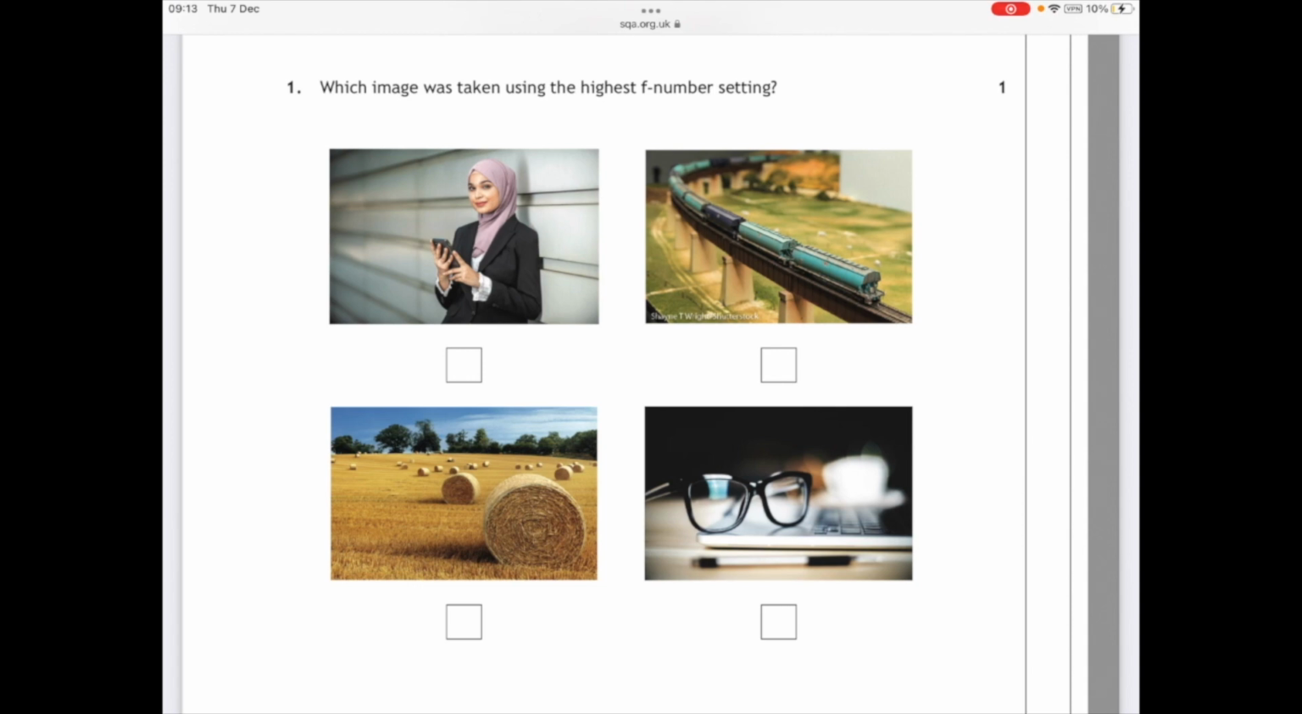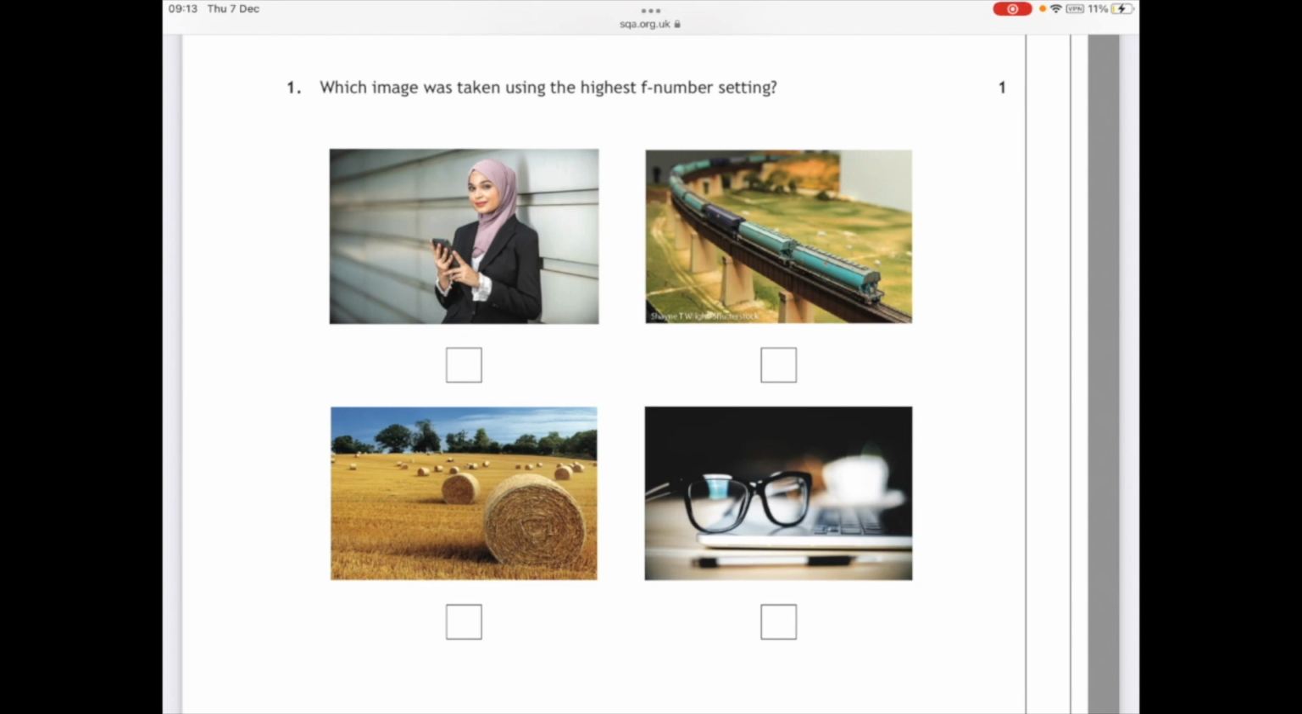For this question, the correct answer is C. That's the image with the hay bales. How do I know that's the answer? I have the mark scheme in front of me. No, it's not because of that. It's because a high F number means a small aperture. If you look at that photograph, you can see there's an extended depth of field, so the image is sharp from the foreground all the way through to the background. You can achieve extended or wide depths of field by using small apertures. The smaller the aperture, the higher the F number.